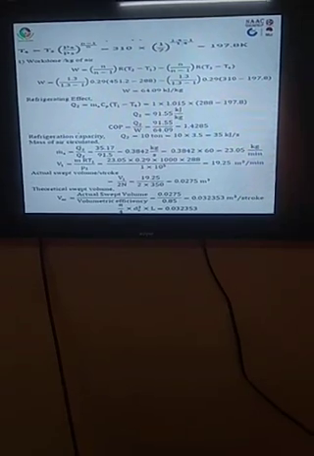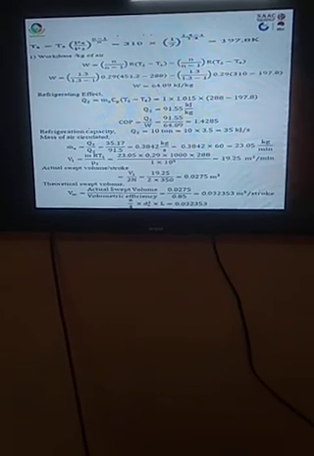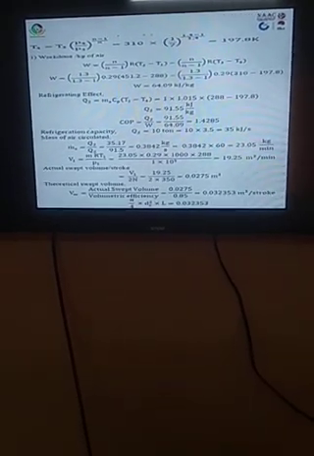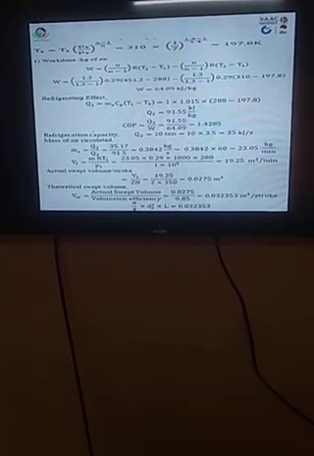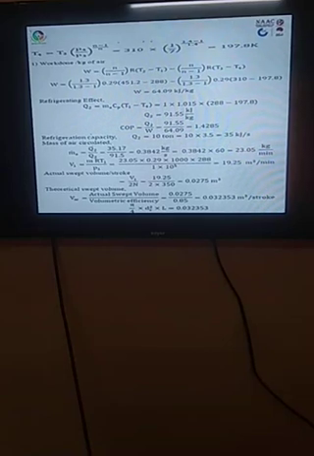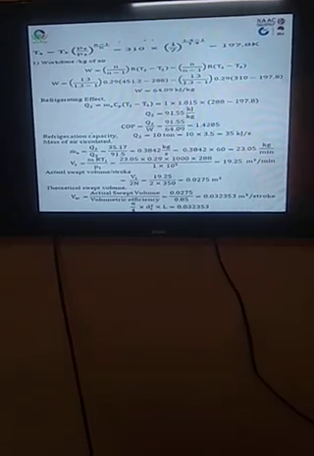The refrigeration capacity given for this particular plant is 10 ton. Calculating it in terms of kilojoule per second by multiplying by 3.5, Q2 is equal to 35 kilojoule per second. The mass flow rate of the air circulated is calculated as this Q2 divided by the refrigerating effect, that is, the refrigeration capacity divided by the refrigerating effect.